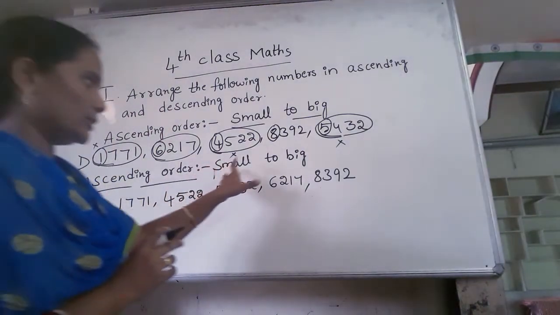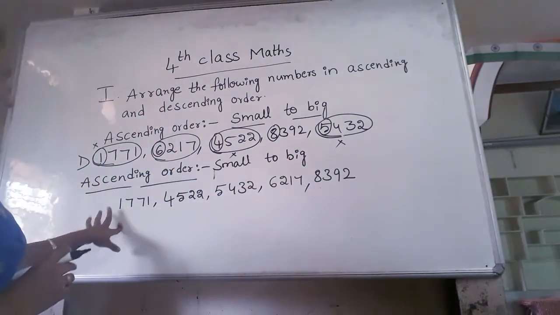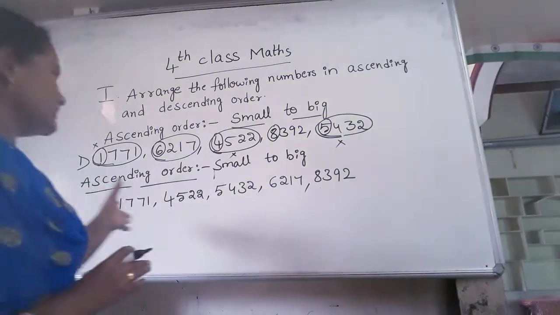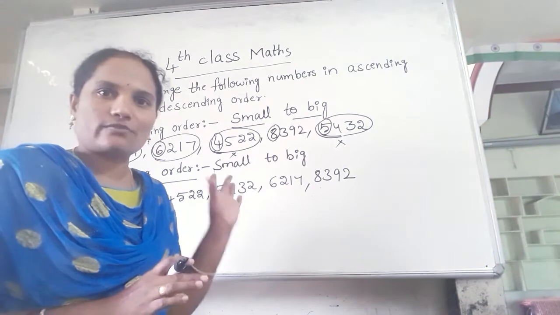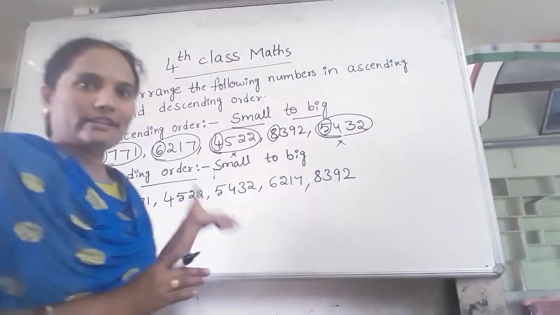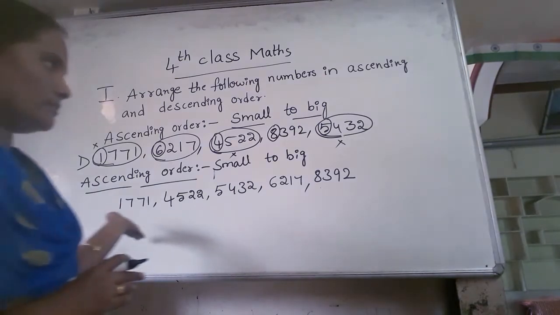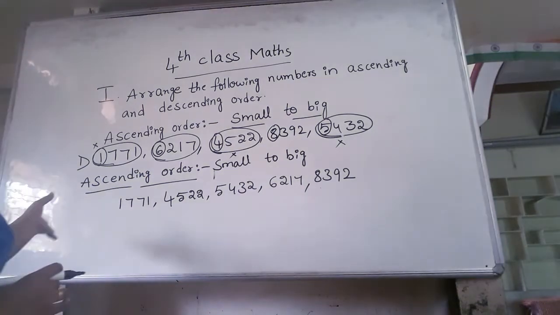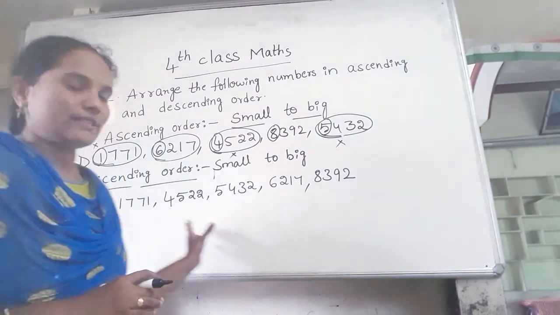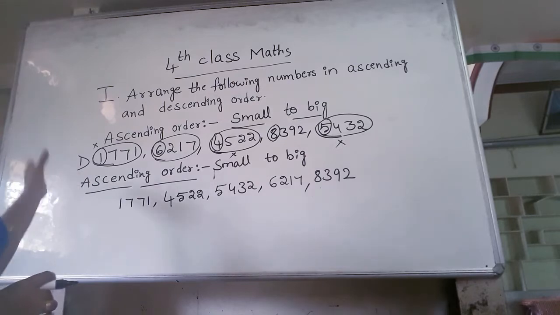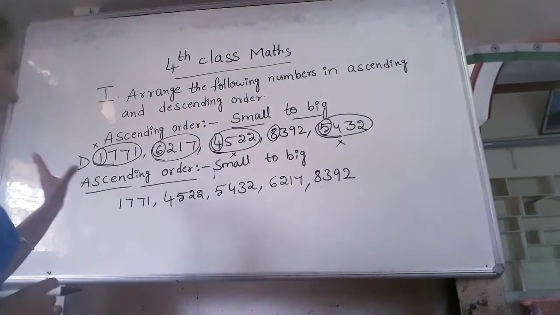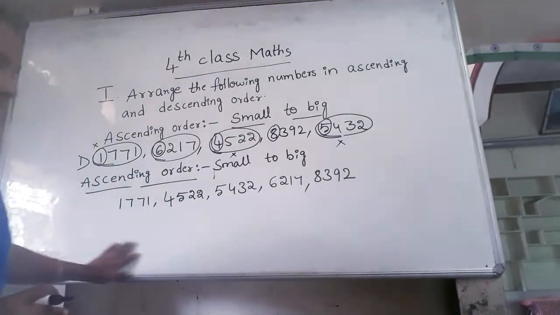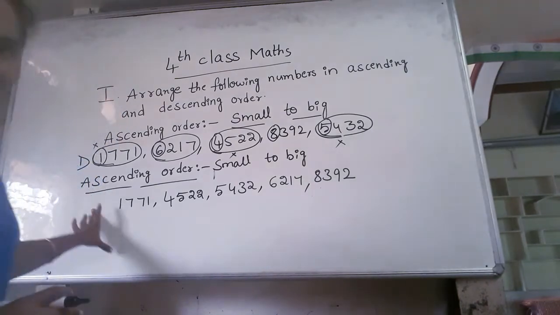You can understand how to write in ascending order. Ascending order means small to big. First you check how many digits the given numbers have. All are 4 digits. You check in the 1,000 place which has the smallest digit or smallest number. That is the smallest number. You should write that first. All are like that. Now this is the ascending order.